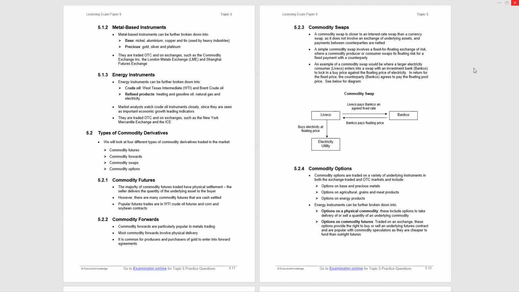What's the downside of commodity futures? You have to put forward margin, initial margin and variation margin. So you do have to contribute capital when you're trading commodity futures. Bear that in mind. Commodity forwards are particularly popular, we're told, in metals trading. Most commodity forwards involve physical delivery, common for producers and purchasers of gold to enter into forward agreements. However, forwards do involve a certain amount of management, we're told, and that's seen as a downside.